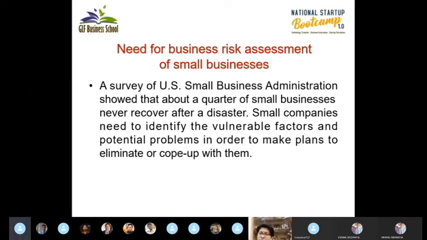Business risk assessment identifies potential hazards and their consequences. Companies of all sizes use them to try to reduce business risk, create disaster recovery plans, and also purchase insurance for what they cannot completely control. Small businesses have an especially pressing need for these assessments. A survey of the US Small Business Administration showed that about a quarter of small businesses never recover after a disaster.